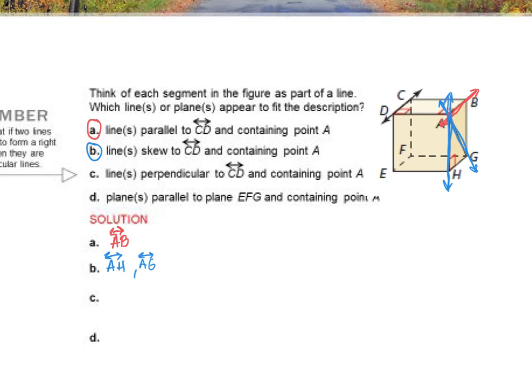All right, lines perpendicular to CD and containing point A. There's only one, and that would be AD. Why? Because of this 90-degree mark right there.